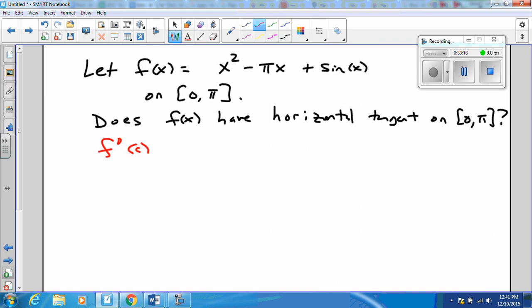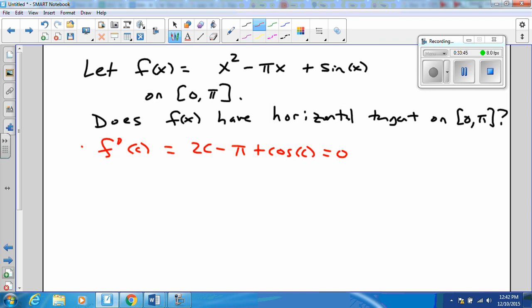Well, I tried Ben's method first. This is what we might call over the top. We'll compute f prime of c and set it equal to 0 and see what we find. And when we do, we get 2c minus pi plus cosine of c. We set that equal to 0 and we start to solve. And pretty quickly we start to cry, because we can't solve this equation. So the direct method doesn't really help us.